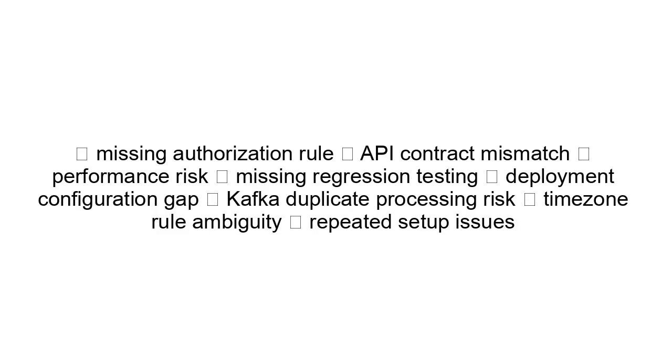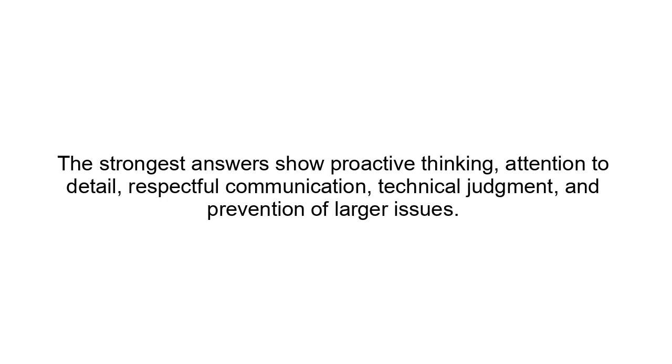Good examples include: missing authorization rule, API contract mismatch, performance risk, missing regression testing, deployment configuration gap, Kafka duplicate processing risk, timezone rule ambiguity, repeated setup issues. The strongest answers show proactive thinking, attention to detail, respectful communication, technical judgment, and prevention of larger issues.